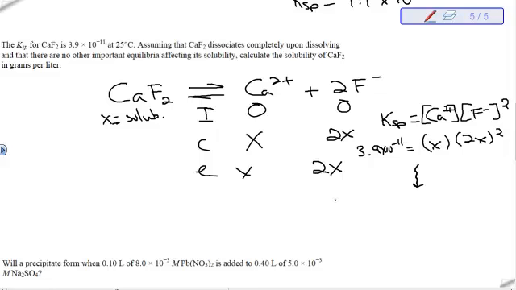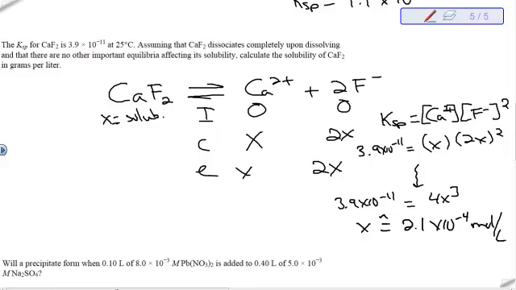So a little bit of math. 3.9 times 10 to the negative 11th equals, again, 4x cubed. So give me a second here to solve that on my calculator. And we get an answer of approximately 2.1 times 10 to the negative 4th moles per liter, which represents the solubility. So there's a second type of example.